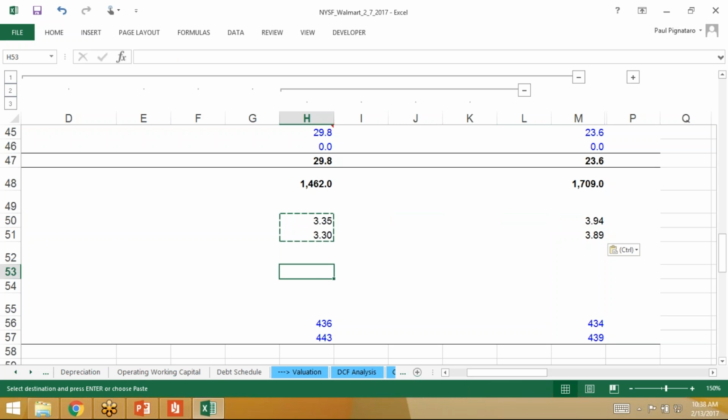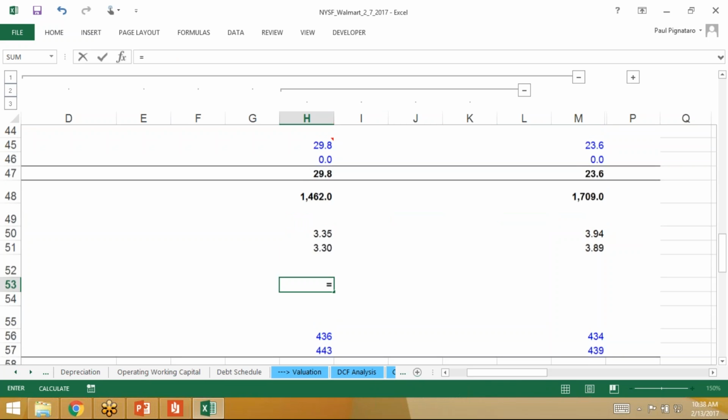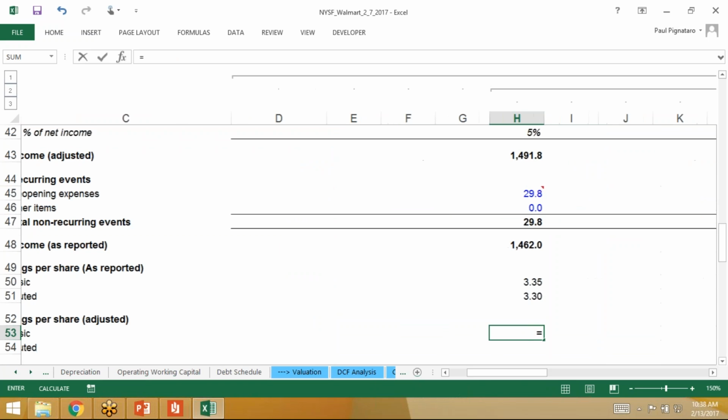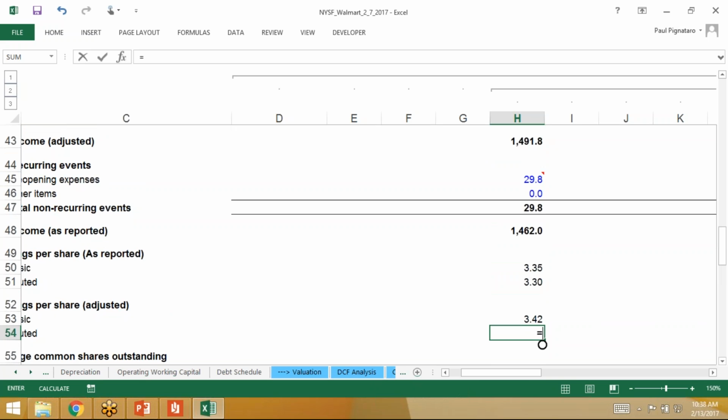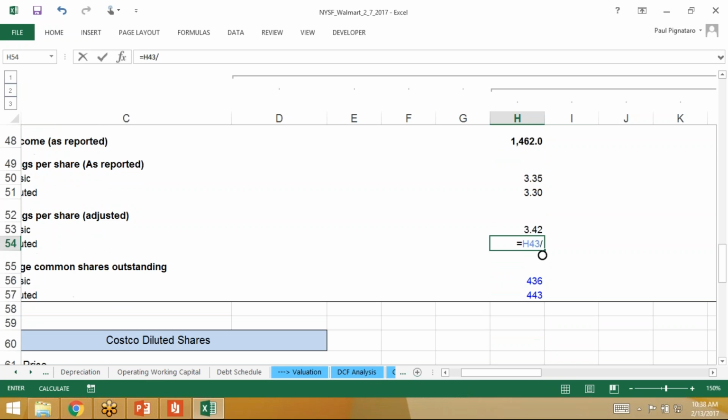What we are going to use, though, is our adjusted net income. That's what we did for Walmart. That's what we're going to do for everyone. That's going to be the same. So what we're going to pull into our comps is net income adjusted, which is the 14918 divided by 436, and the 14918 divided by 443.